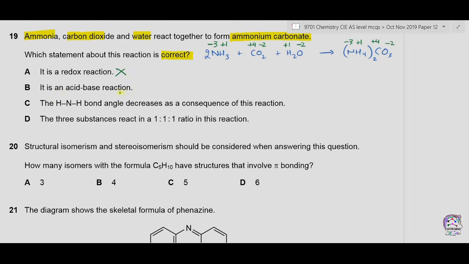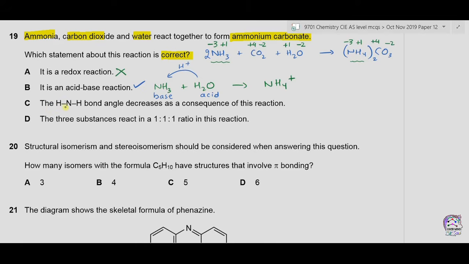B. It is an acid-base reaction. As we can see that in this reaction, ammonia is in NH3 form and in product it is in NH4 positive form. So actually NH3 will react with water and it will gain a proton from water to form NH4 positive. So water will donate its H positive to NH3, so therefore water behaves as acid and ammonia will behave as a base. So B is the correct option.